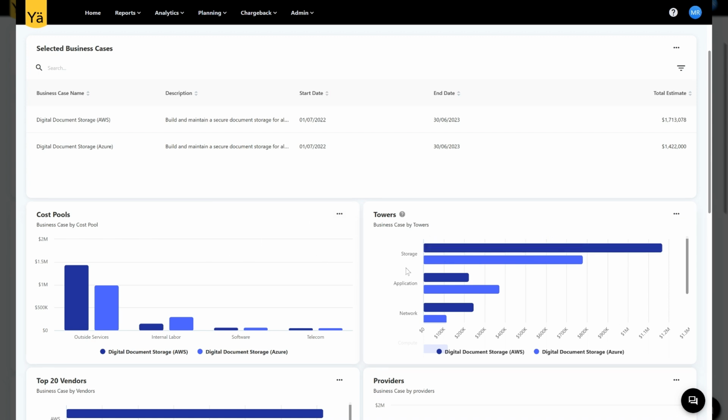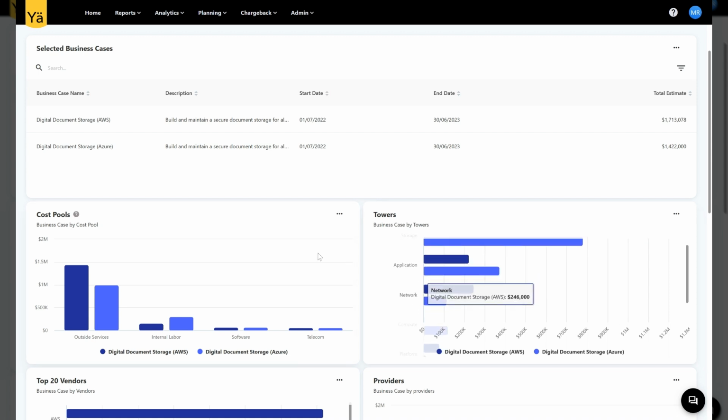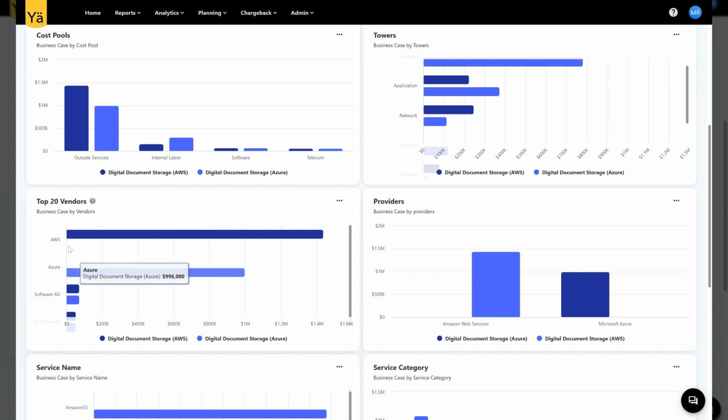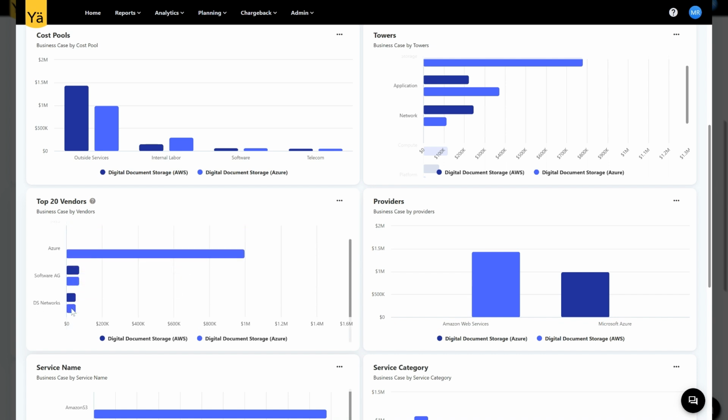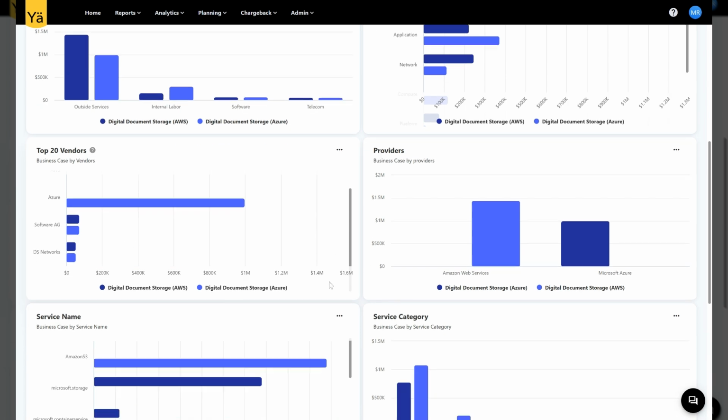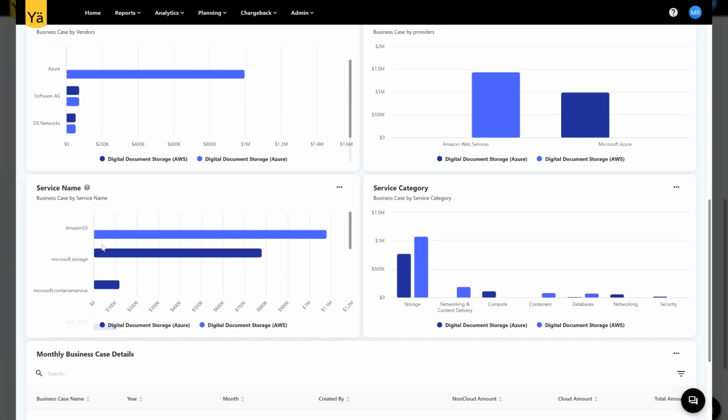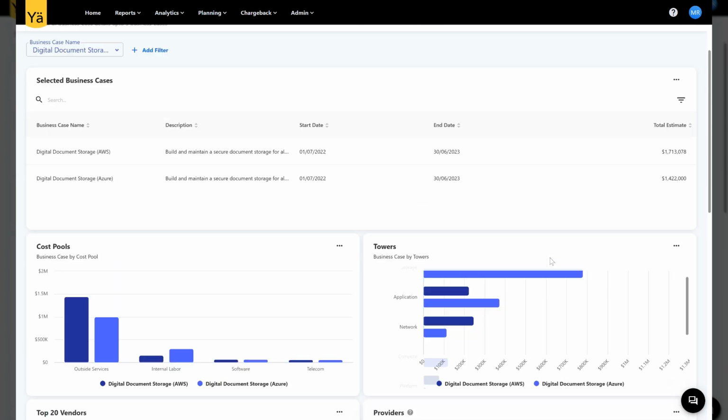So we can look at storage and compare it. We can look at application cost, network cost. From a cost pool perspective, obviously we have our outside services, which is our cloud cost mostly, but it can also be a third-party provider. And we can see how the different costs are looking. Which vendors are we using? AWS, Azure, but then also some other vendors in the mix. And from a services perspective, we've got our Amazon S3 on the one side, and Microsoft storage on the other side. Again, aligned to service categories from FinOps FOCUS as well.